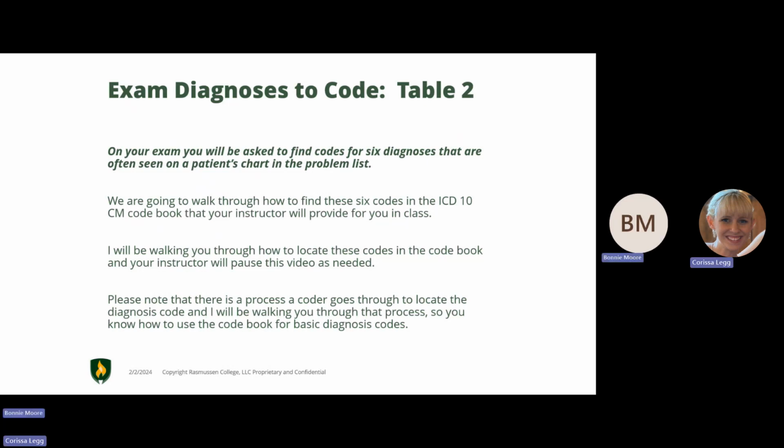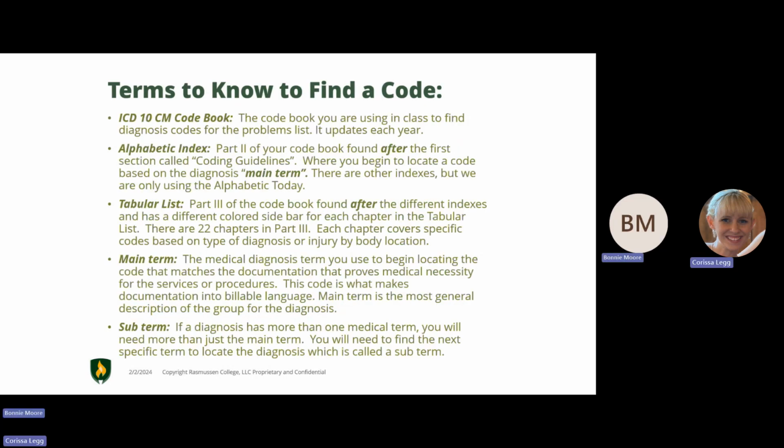And your instructor is going to pause this video as needed, because some students take longer than others to find it. That's perfectly normal. But that way you can pause until you've completed that part of the coding pathway that we're looking up. So please know that there is a process that a coder goes through to locate the diagnosis code. And this is what I'm going to be walking you through in that process. And that way you kind of have a general idea of how to look up basic diagnosis codes. So before we start looking them up, I'm going to use some terminology that you need to know, or you're not going to understand what you're looking at.